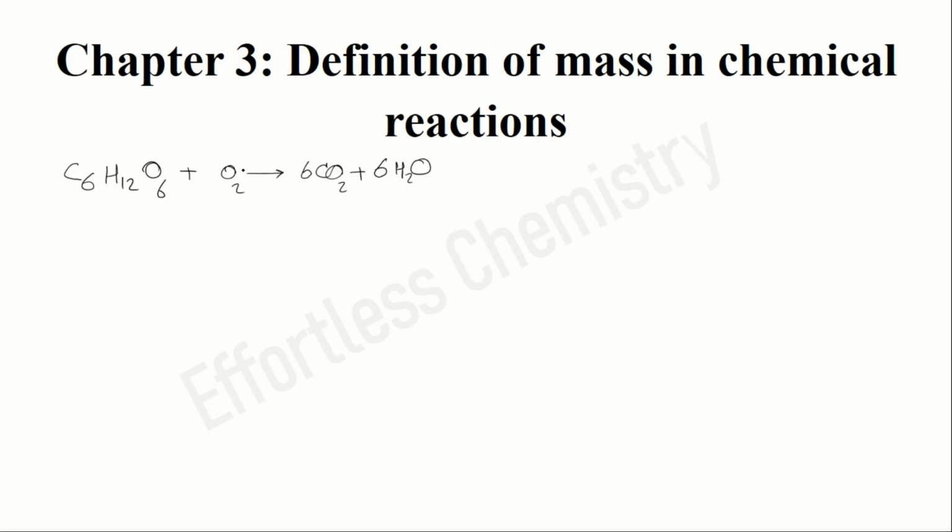The only item remaining is oxygen. Here we have 8 oxygen now, but here we have 18. So 12 oxygen remain. So if I add a number 6 here, I will generate the same 12 oxygen. So here again we have 18 oxygen and here 18 oxygen. So now I have the balanced equation.